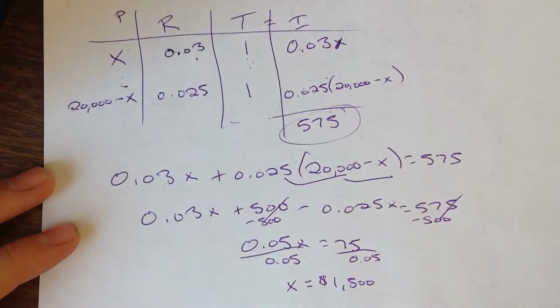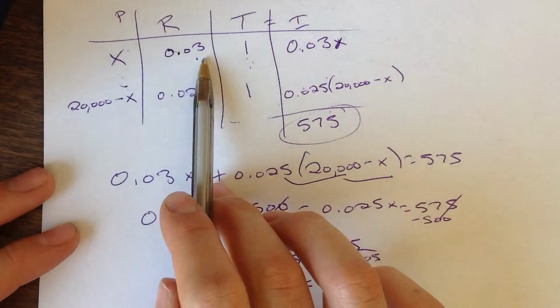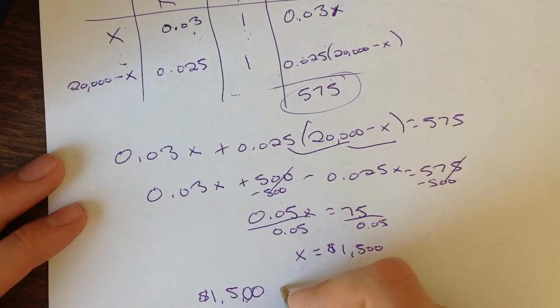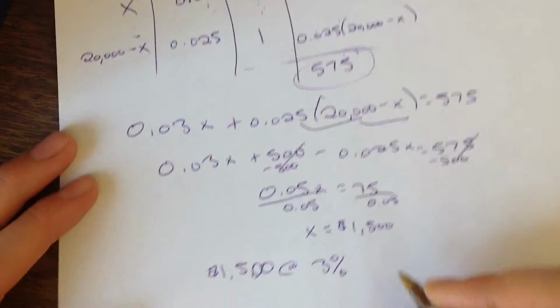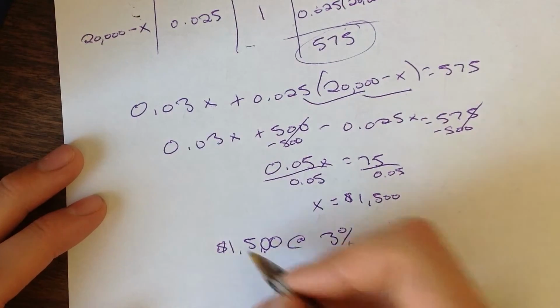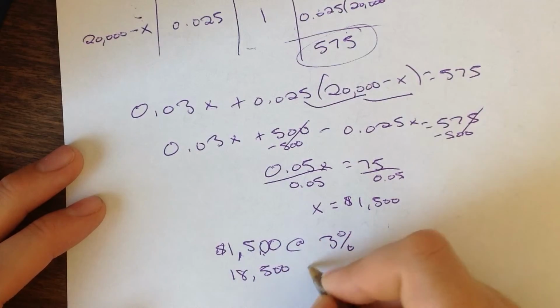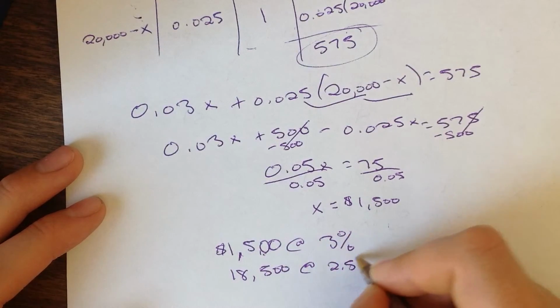So what this means is he invests 1,500 at 3% interest. And if he started out with $20,000, that means 18,500 is at the 2.5%.